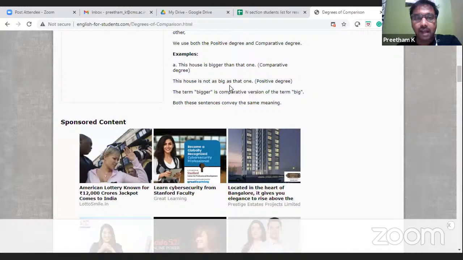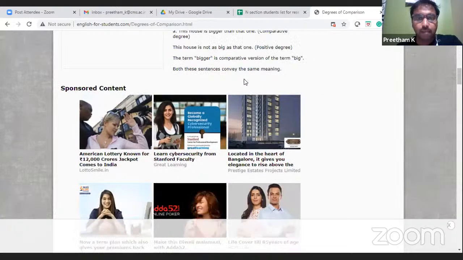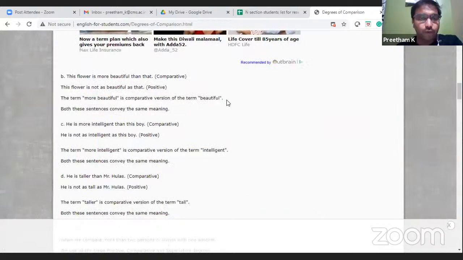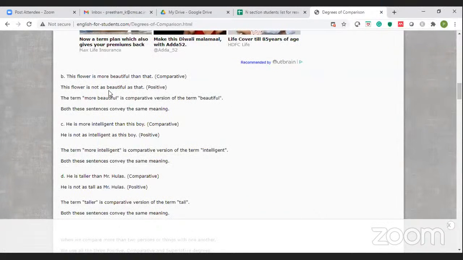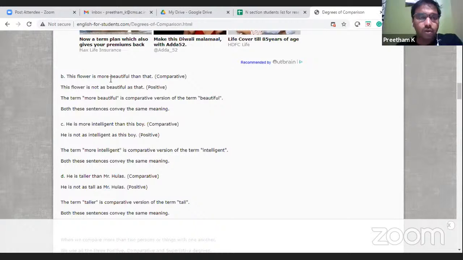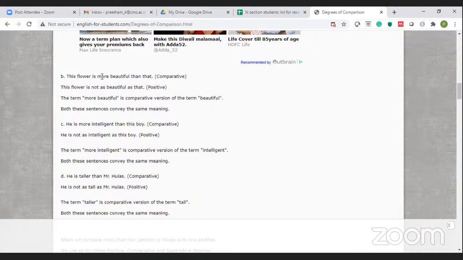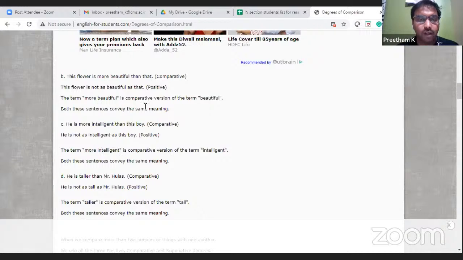This house is not as big as that one. Here it is positive degree. The term bigger is the comparative version of the term big. Both these sentences convey the same meaning. The flower is more beautiful than that. The flower is not as beautiful as that. So when you specifically mention two nouns, you use a comparative degree. If you don't, it is positive. The term more beautiful is the comparative version of the term beautiful.